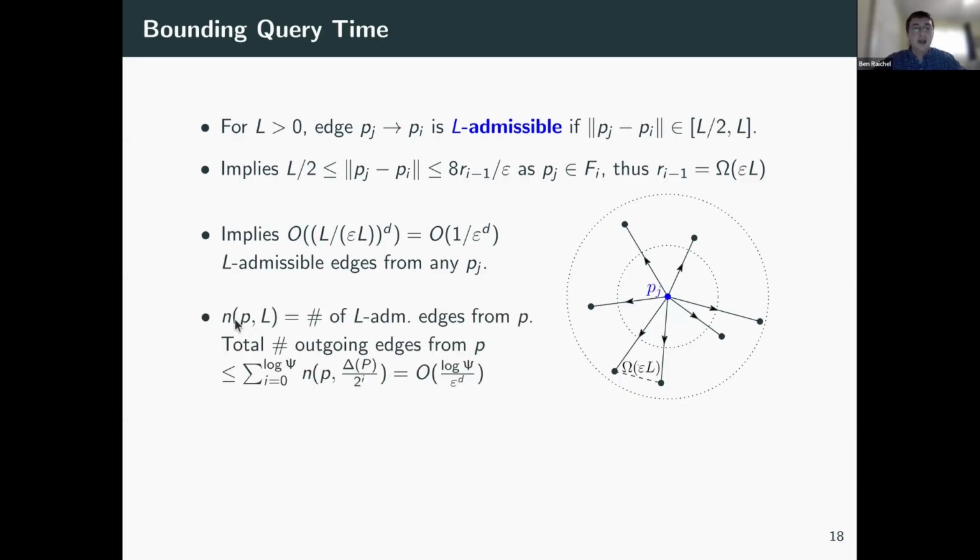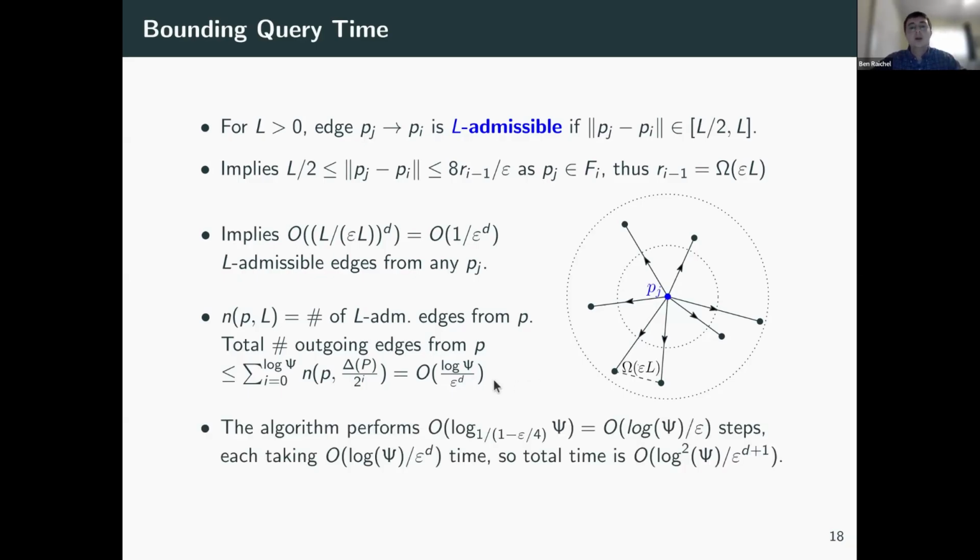So I say n of PL is the number of L-admissible edges. Then the total number of edges would just be the sum over this quantity, the diameter over 2 to the i, from i equals 0 to the log of the spread, right? So I keep doubling. Those are my bins. And then I just get log spread over epsilon to the d. Okay, so this is a bound on the out degree of any vertex.